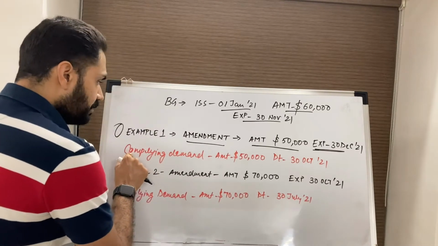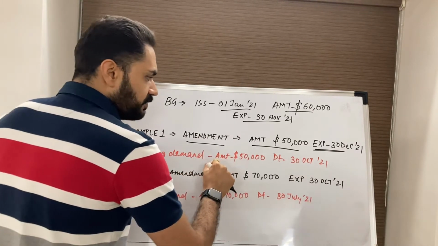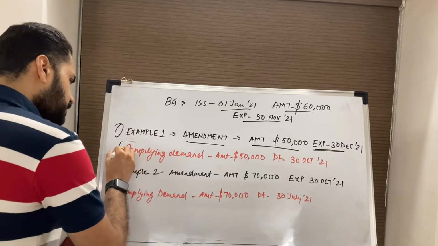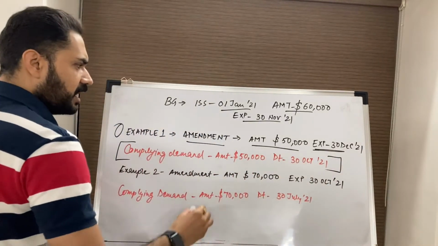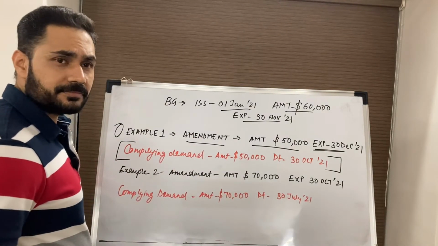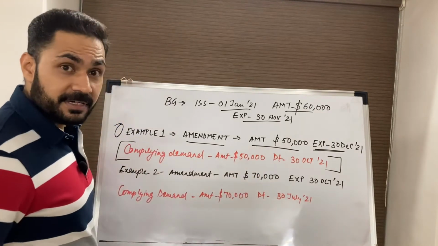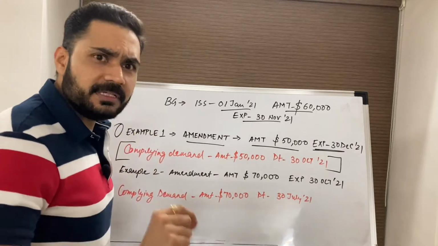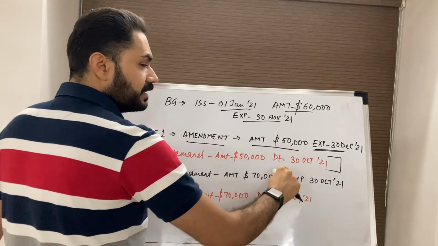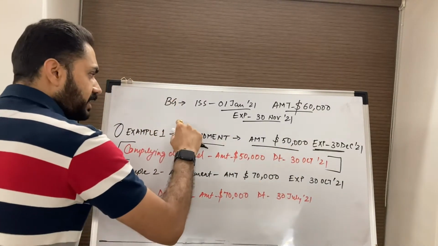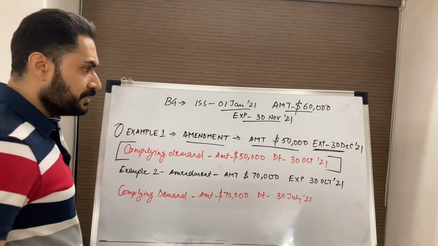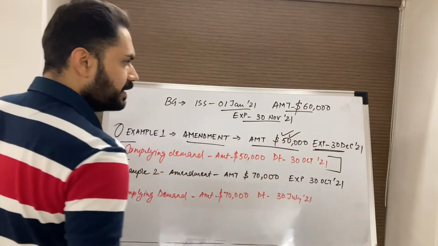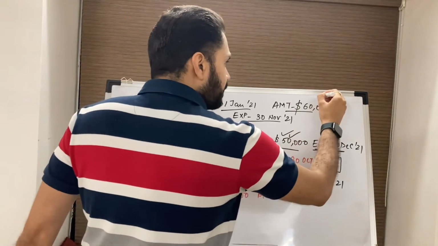Now, beneficiary presents a compliant demand for 50,000 on 30th October 2021. Now, with this demand, can you say that the amendment is accepted or not? Now, how to identify it? If the demand which is presented after the amendment of the guarantee is only satisfying with the guarantee post amendment, then only it will be deemed to be acceptance of the amendment. Now, in this case, 50,000, it is complying with the amended amount. Okay, this is also complying with the issued amount.